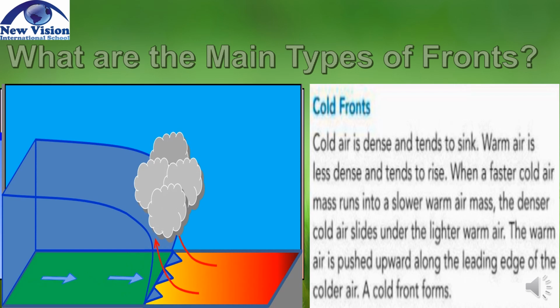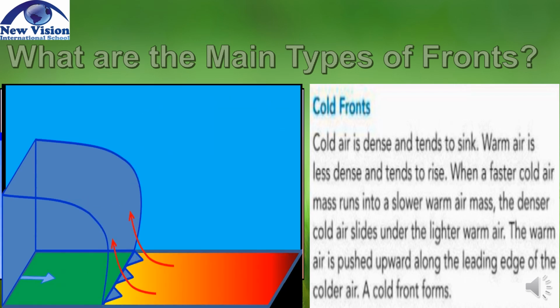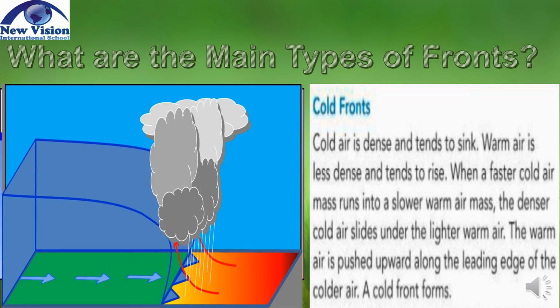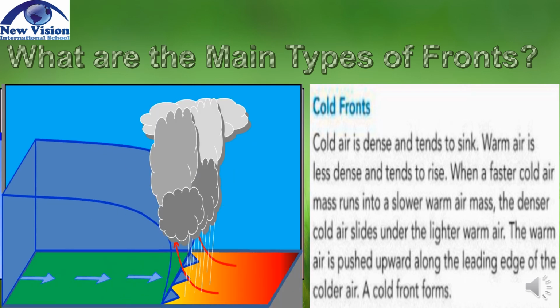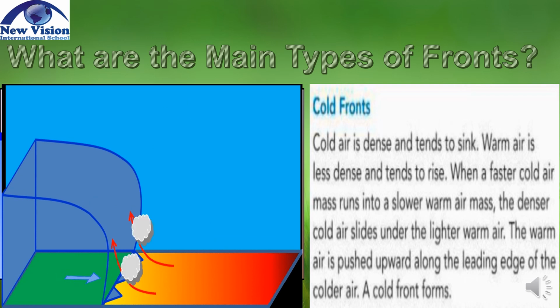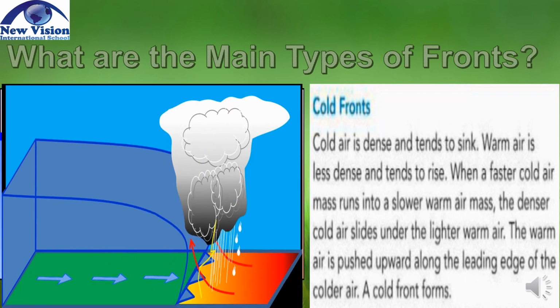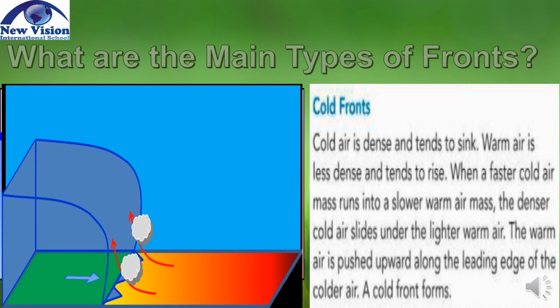As the warm air rises, it expands and cools. The rising air soon reaches the dew point, the temperature at which water vapor condenses. Clouds form. Heavy rain or snow may fall.